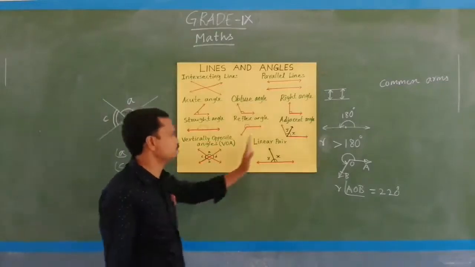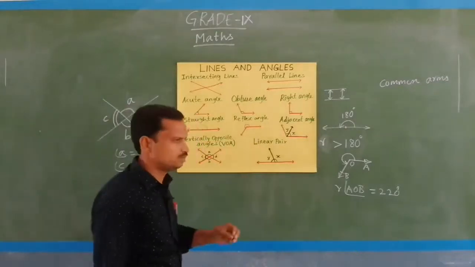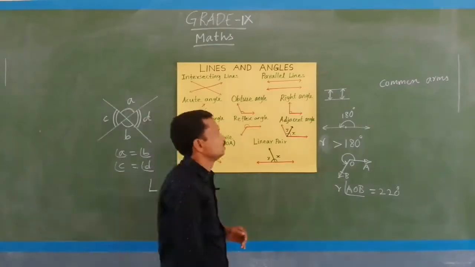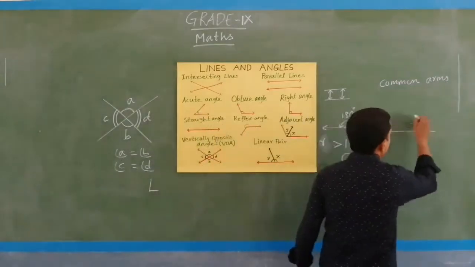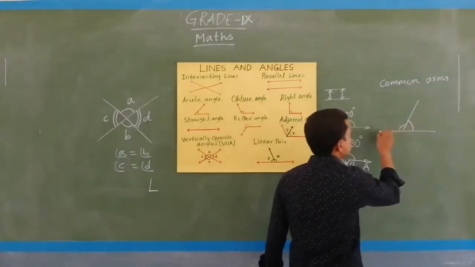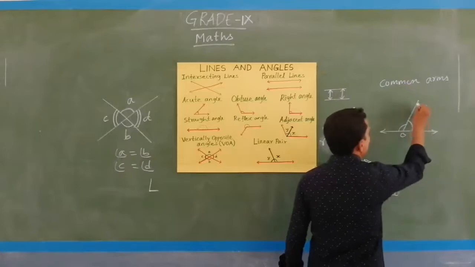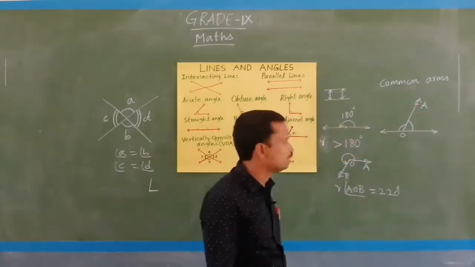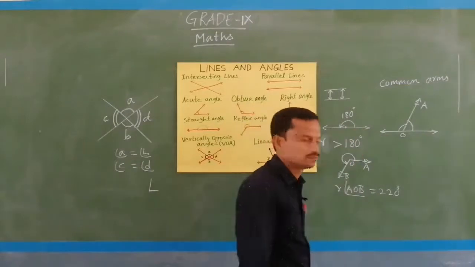And then linear pair. Linear means a line, so a linear pair is a pair of angles in a line. Simply, this one angle, this one angle. This is a straight line, and OA you take as a ray standing on this line.